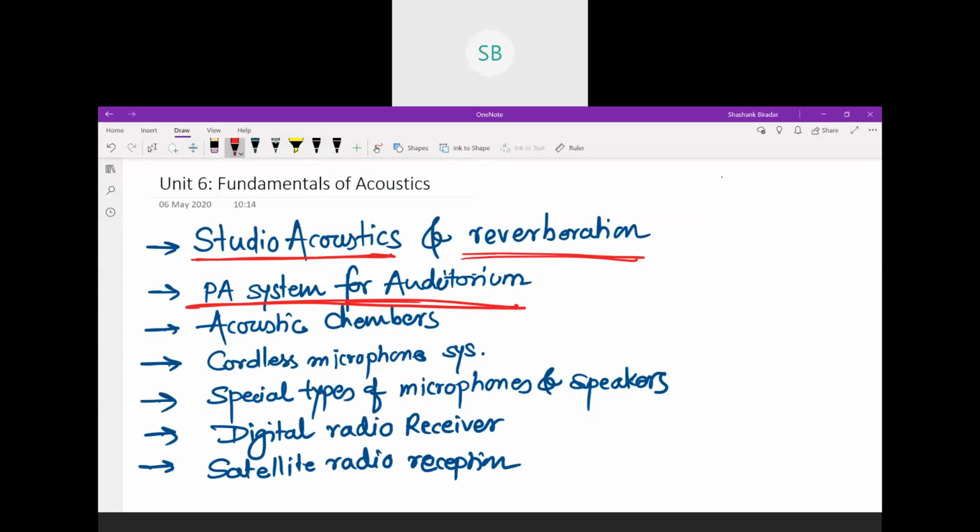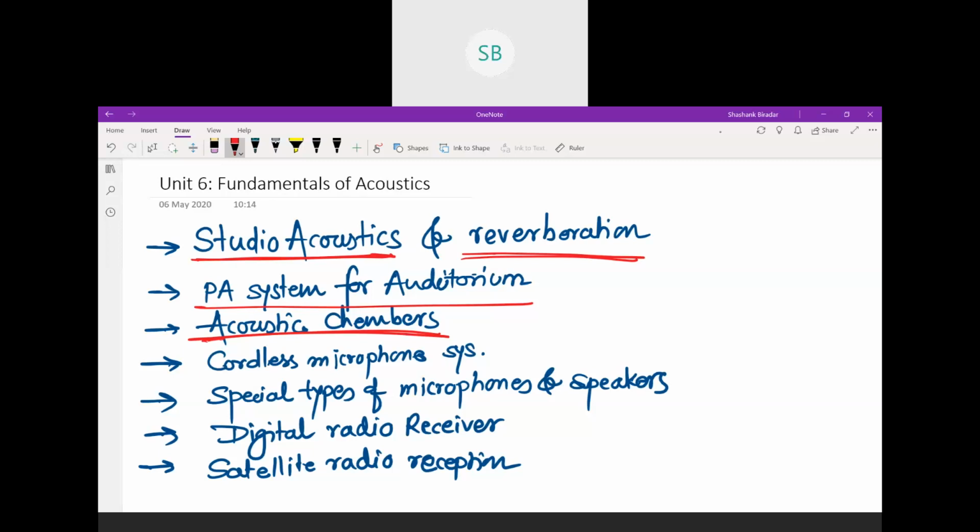So what could be the requirements? How the setup is done for a specific auditorium, that we'll see. Then the third point is acoustic chambers. How the acoustic chambers are designed for a particular purpose, taking into consideration that the attendees who are following the program will be in a position to listen to the sound from the source in a very convenient manner, right?